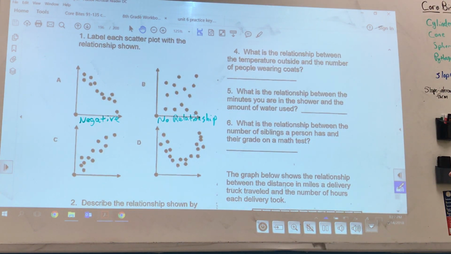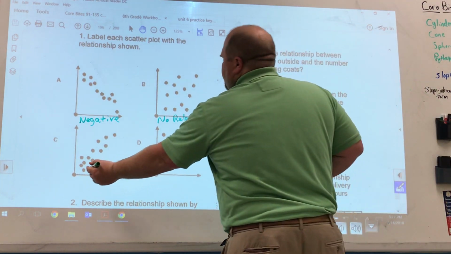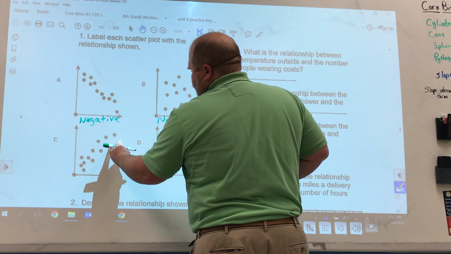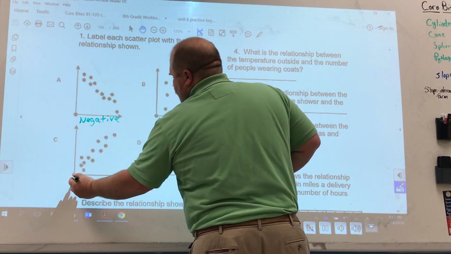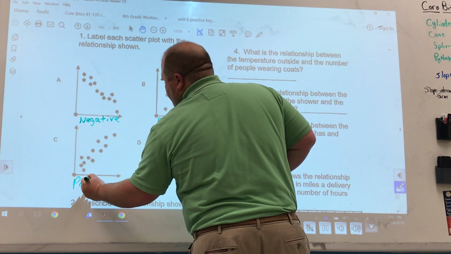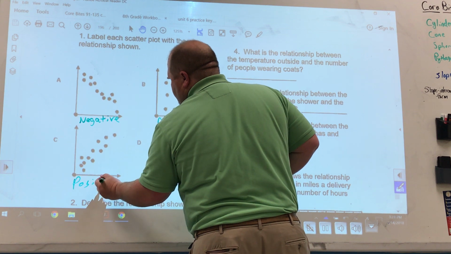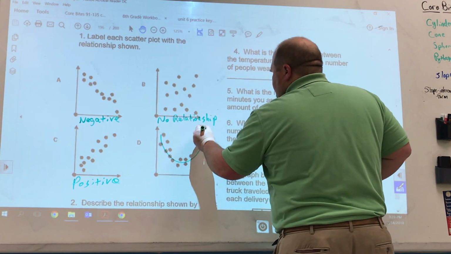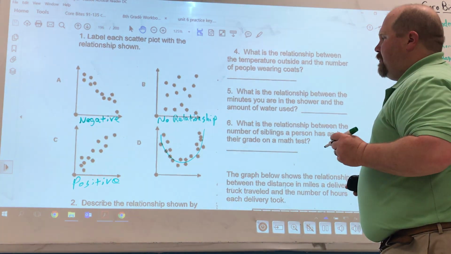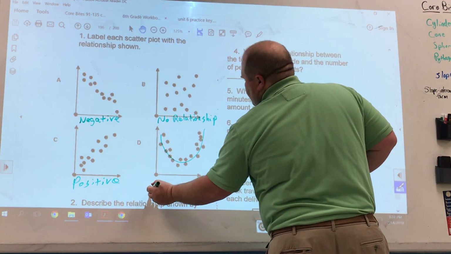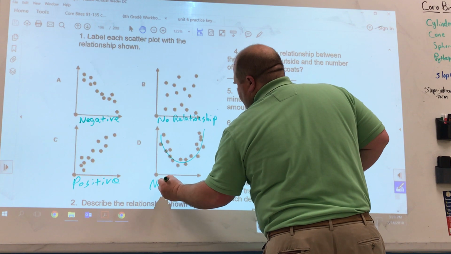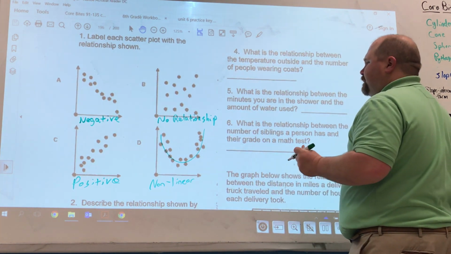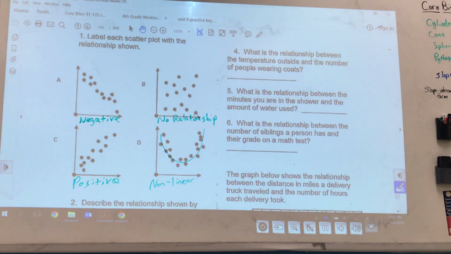Number 1C, it's going uphill when we look at it left to right. So as the x value is increasing, the y value is also increasing, so this is positive. When they're doing the same thing, it's positive. When they're doing opposites, it's negative. And then this one right here, you can kind of see this U-shaped or parabola type pattern, so this is just going to be a non-linear relationship. And remember that linear means straight line.